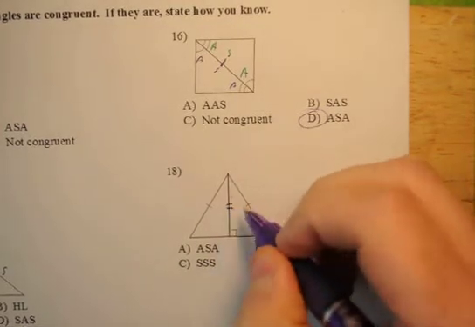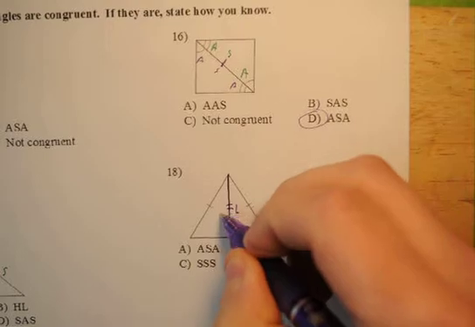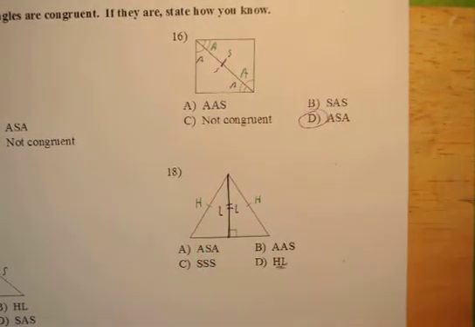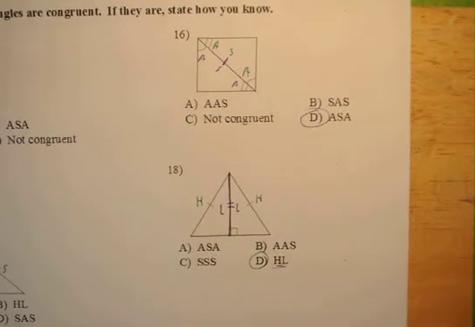Number 18 is a right triangle, so HL is possible. This would be a leg. This would be a hypotenuse. So we can use HL. We can definitively say that these triangles are congruent by the HL theorem.